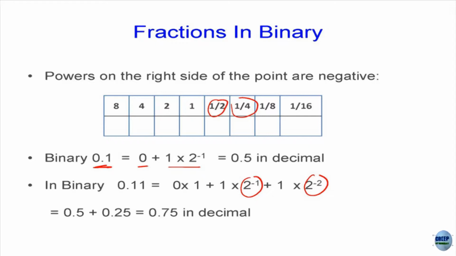So the place values will basically now diminish. So 0.1 in binary will mean 0 plus 1 into 2 raised to minus 1. So this 2 raised to minus 1 is the first place value, then 2 raised to minus 2, that is 1 by 4, is the second place value. So binary 0.11 can be written thus. It will correspond to 0.75 in decimal. Okay, so it's very similar.